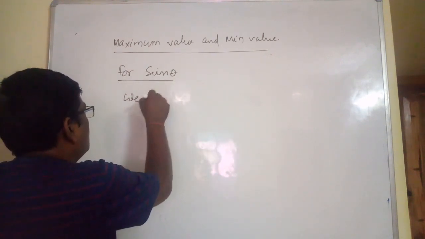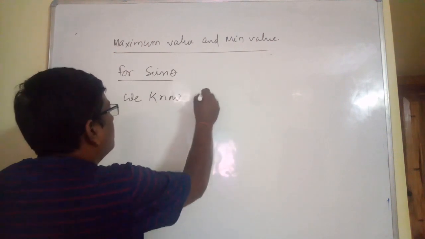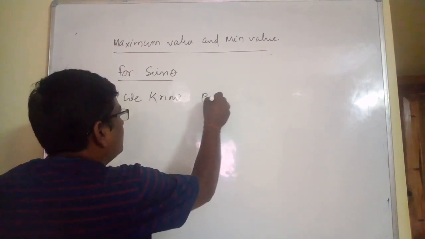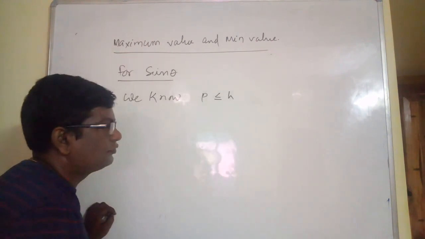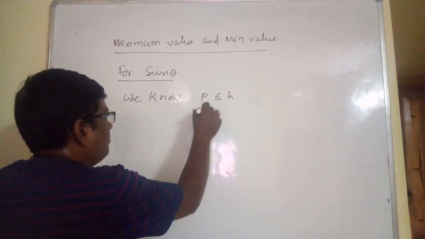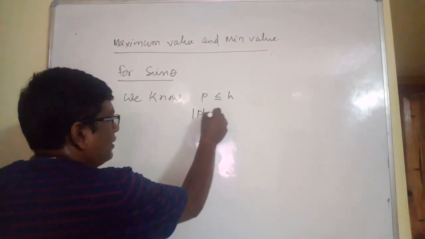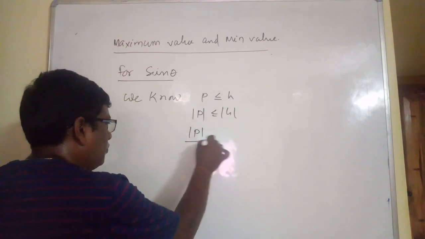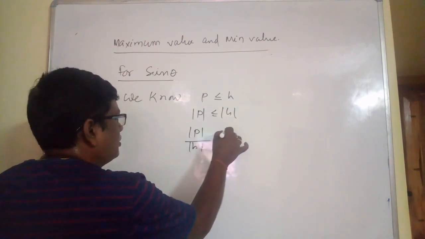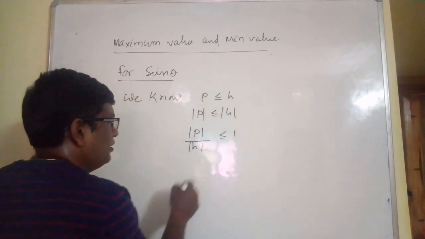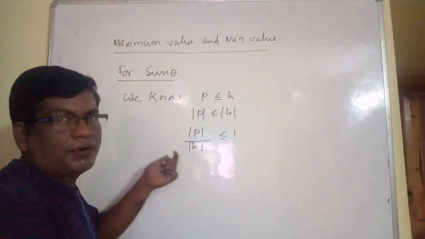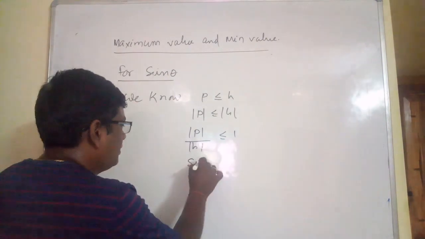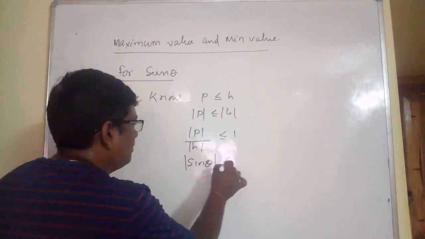We know P less than or equal to H, or we can write mod P less than or equal to mod H. So dividing mod P by mod H, this is less than or equal to 1. Mod P by mod H means mod of sin theta is less than or equal to 1.